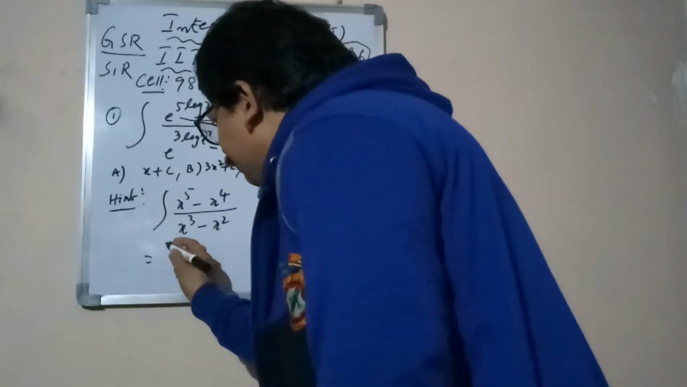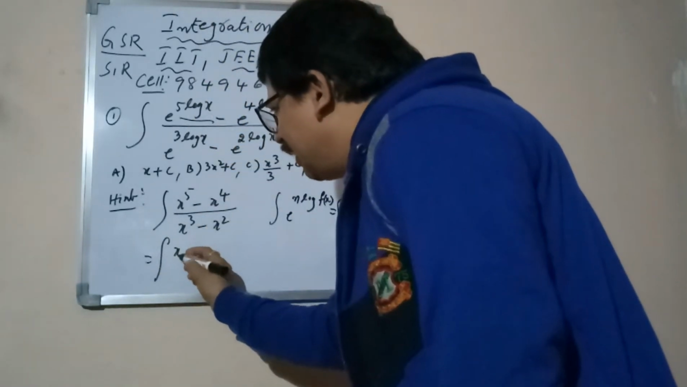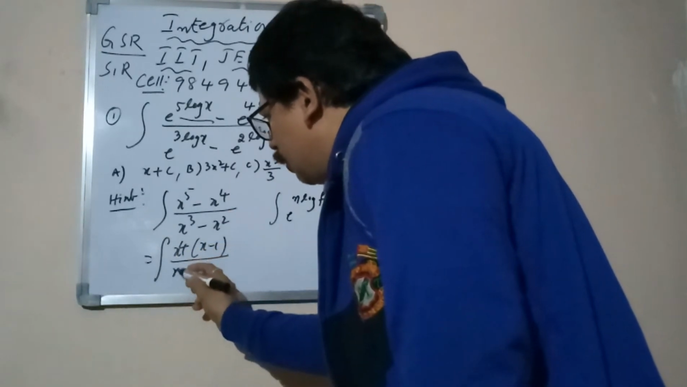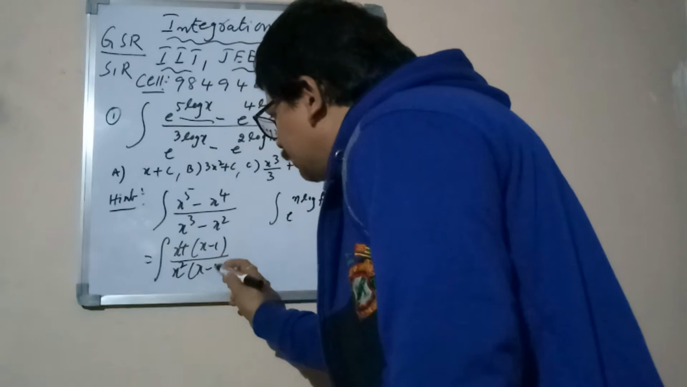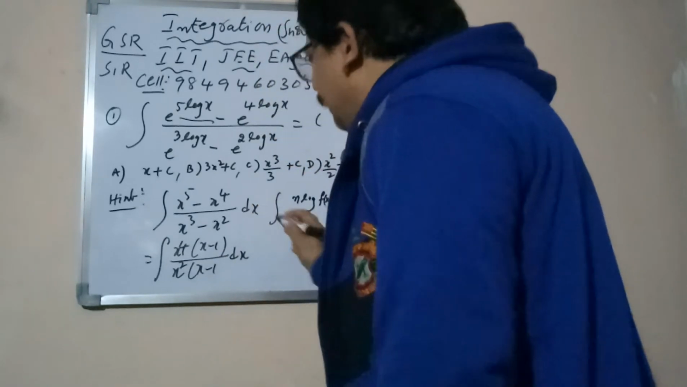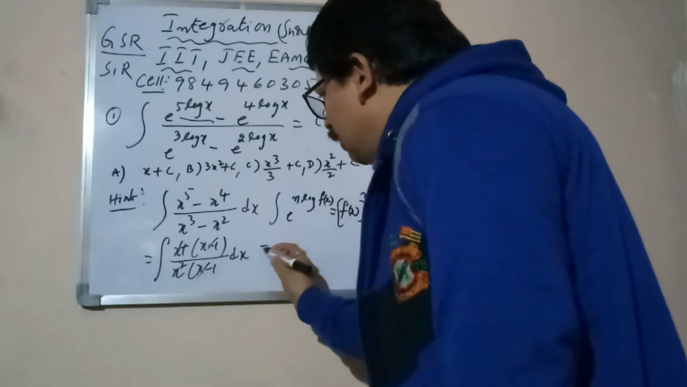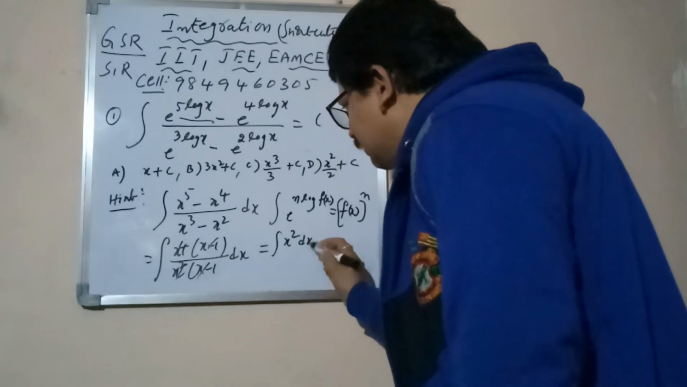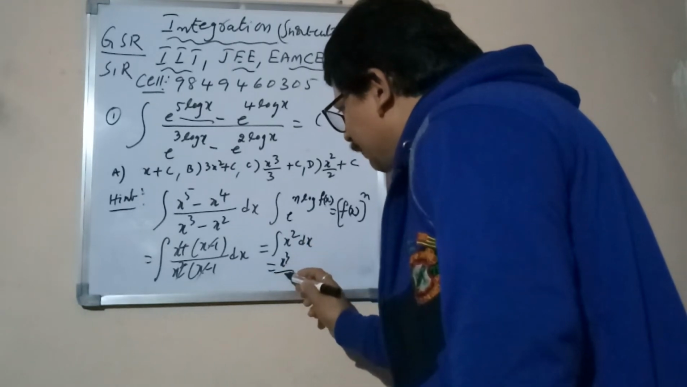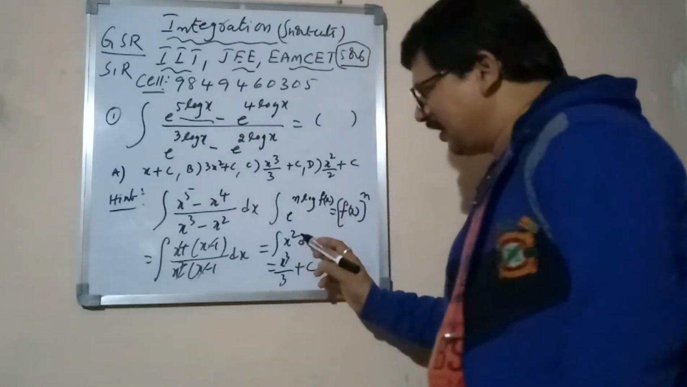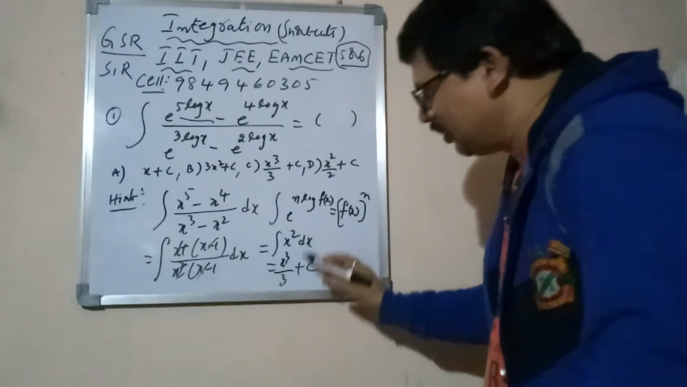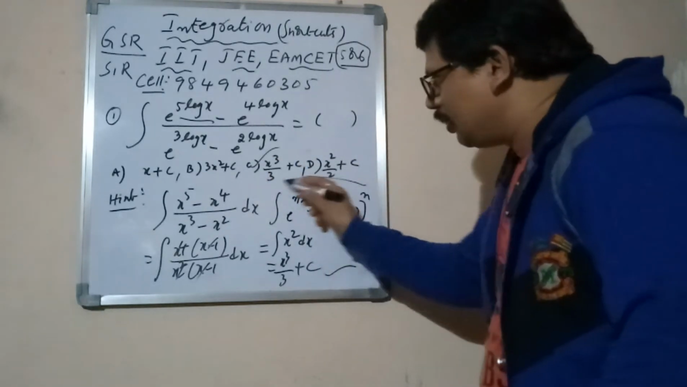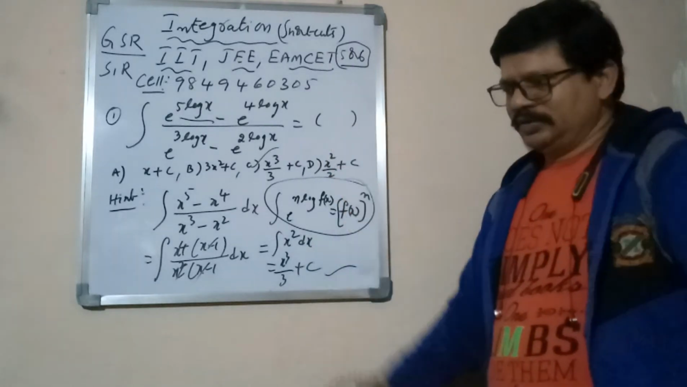Next step, you see: integral, x power 4 common you take, and x minus 1, finish down also. Here what is common? x square, x minus 1 dx, this one also dx. Now this one cancels. Look here, again integral x square dx, that is x cube by 3 plus c, using integral x power n plus 1 by n plus 1, that is x cube by 3. That's all, dead easy. You remember this formula; if you don't know the formula, it is difficult.